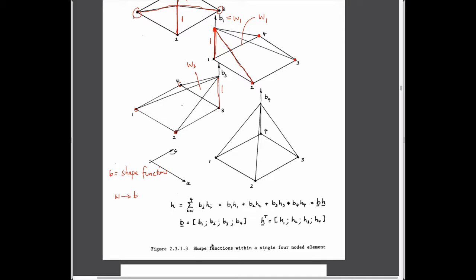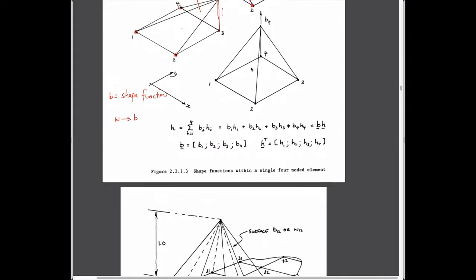And let's not get too embroiled in it, but basically the idea is it has to only satisfy this criterion. 1 at the node in question, b1 has to be 1 at node 1, and it has to be 0 at all the other nodes. If there are 10 other nodes, it has to be 0 at all 10 of those nodes. It doesn't matter what it does between those nodes. It could be linear, as it's shown here, or it could be some other shape. And indeed, we'll see that there can be some other shape. But that's the basic idea.